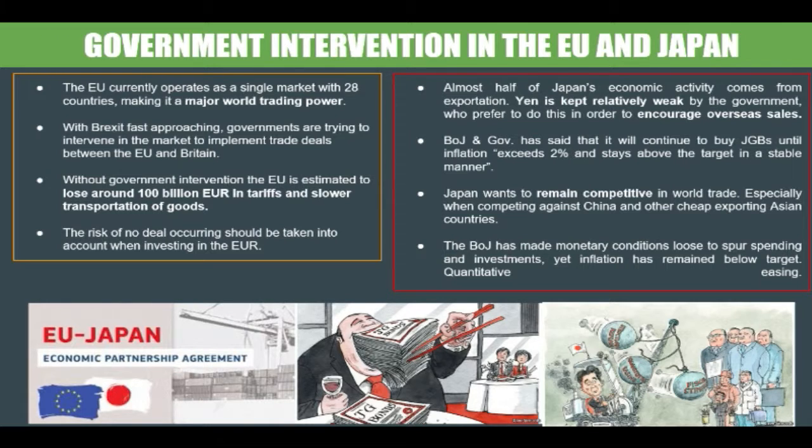While it is likely that Britain and the EU will come to a trade agreement to prevent costs from trade tariffs and slower transportation of goods, it's not guaranteed. This increased level of risk from the uncertainty of government intervention should be considered when investing in the euro.